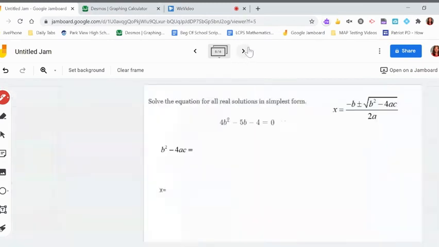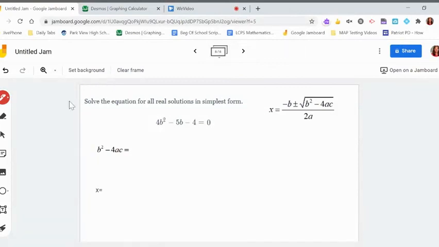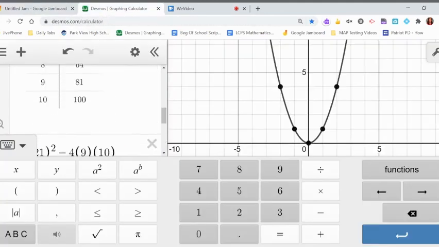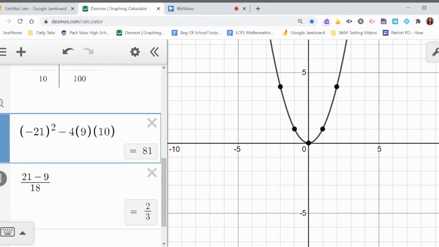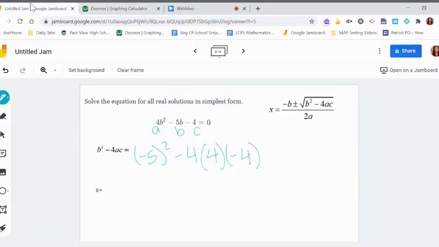All right, let's take a look at one more example. This one's already equal to 0, so I can just do A, B, and C. So I'm going to do this part, b squared, so I have negative 5 squared, 4 times 4 times negative 4. Whew, lots of 4s there. All right, let's see what I get. Plug it in for this one. Negative 5 squared, I had a 4, and a negative 4. So I get 89.